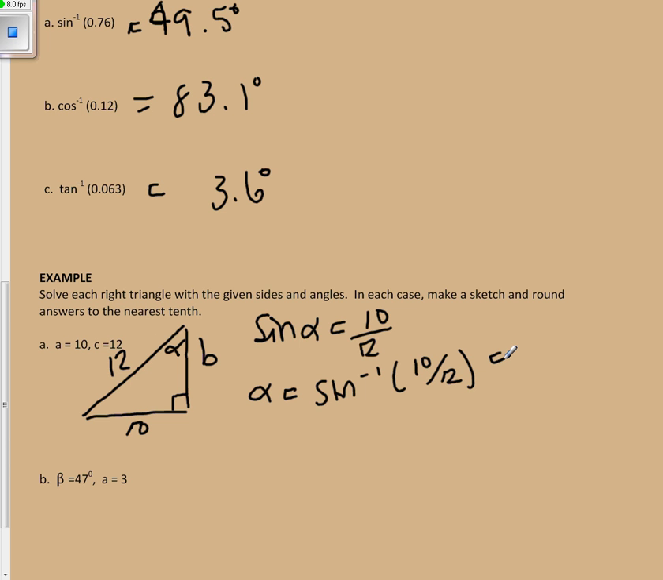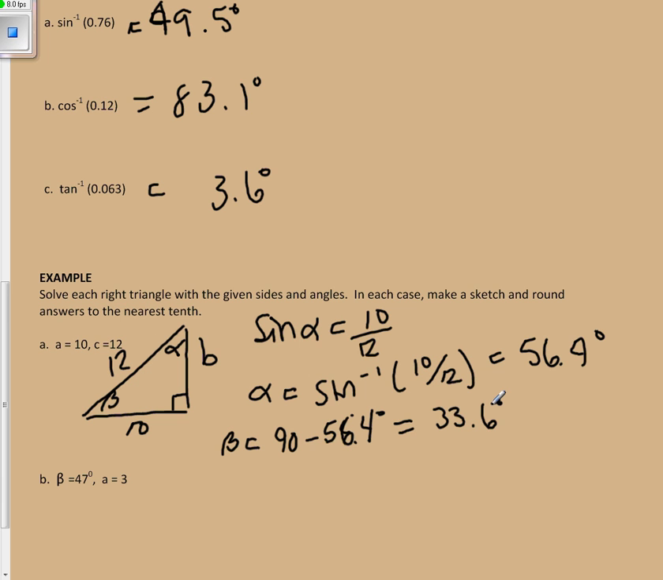And I get that in my calculator, and I get 56.4 degrees. That means beta, which is this one down here, has to be equal to 90 minus 56.4 degrees, which means my beta is going to be 33.6 degrees. Now you think, why didn't I do 180 minus the 56.4? Well, because it's a right triangle, we know one of the angles, the gamma, happens to be 90 already. That means only 90 is left. So 90 minus 56.4 gives me the 33.6.